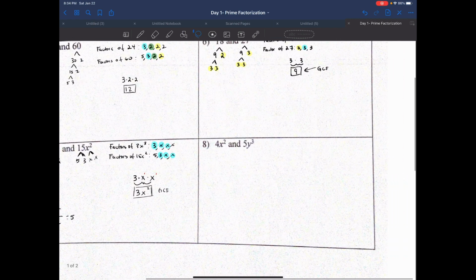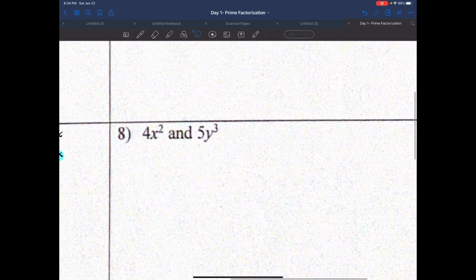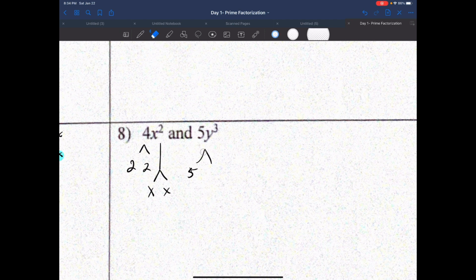All right, number 8. Let's do the same procedure. Okay, well, let's break this down, this 4, 2, and 2, and then I'm going to break down this x squared here, so that's x times x. Right here, that's just 5, and it's a prime number, so I can't do anything else. I can't break that down even further. And this y cubed is y times y times y. So let's write our factors.